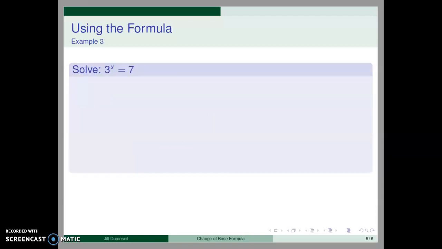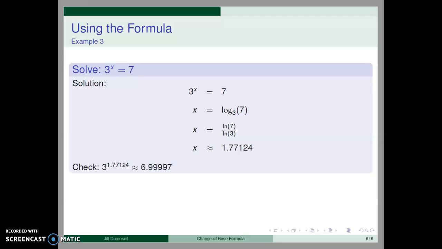Finally, let's use the formula to solve an equation. 3 to the x equals 7. We'll start with the given exponential equation and convert to the corresponding logarithmic equation. Now we need to simplify log base 3 of 7. So we use the change of base formula, get a calculator approximation of 1.77, and again we can check by substitution that we have an x that satisfies our original equation.